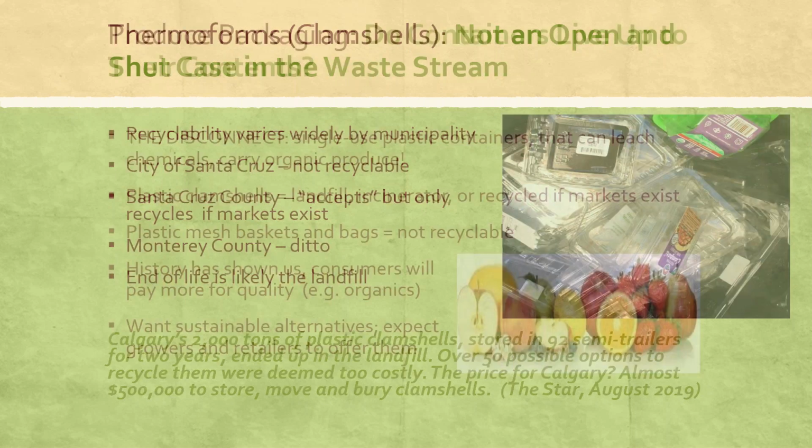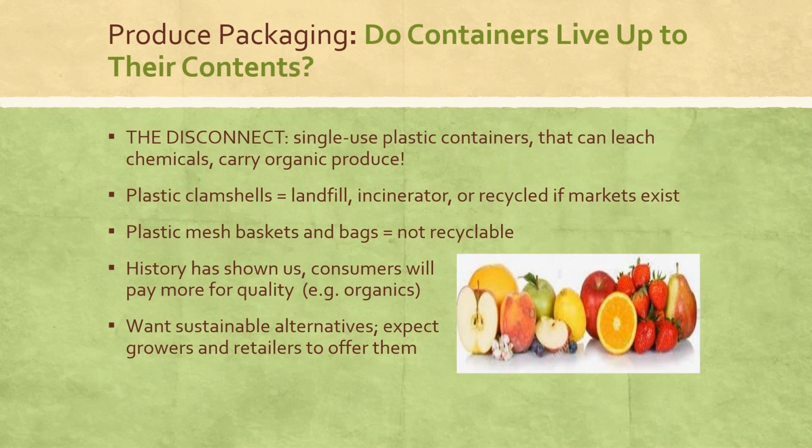The irony is we buy beautiful organic produce in low-grade plastic clamshells that aren't being recycled and shouldn't be washed and reused because of the chemicals like PFAS that can leach out of them.